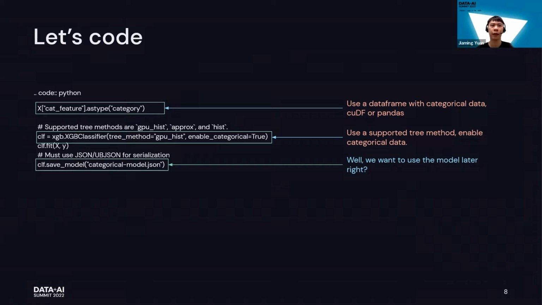After that, it's pretty standard scikit-learn stuff. You can just call fit on X and Y. One catch here is that XGBoost requires the new model format, JSON or UBJSON, to be used with categorical features. That is a requirement, and it can be easily done by specifying the file format as JSON or UBJ.